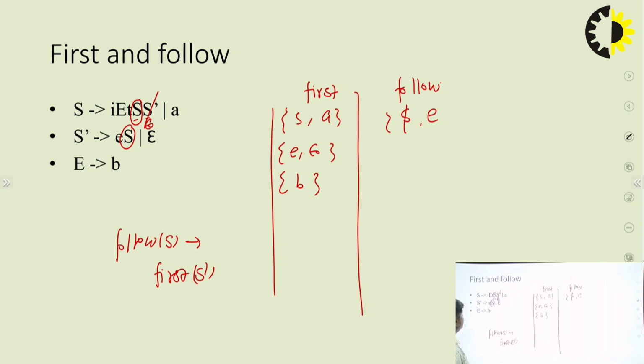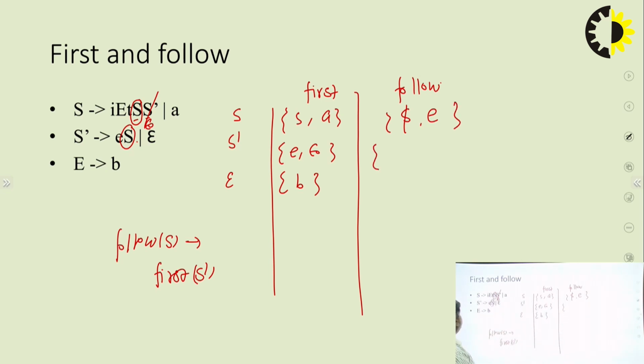And in this case, what does S follow? If S does not follow any symbol, then what is the follow of S? The follow of S is follow of S. It means dollar and E for these symbols. And for this production, S does not follow any symbol, then follow of S is equal to follow of S dash. And I have not computed the follow of S dash, so compute the follow of S dash. Okay, here is S dash and E. The first of S dash and the first of E.